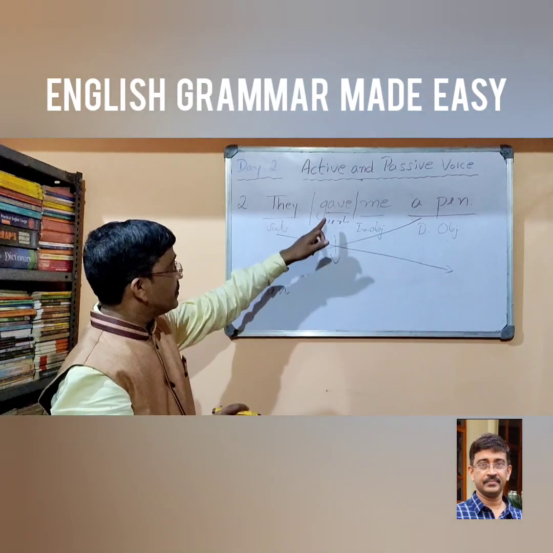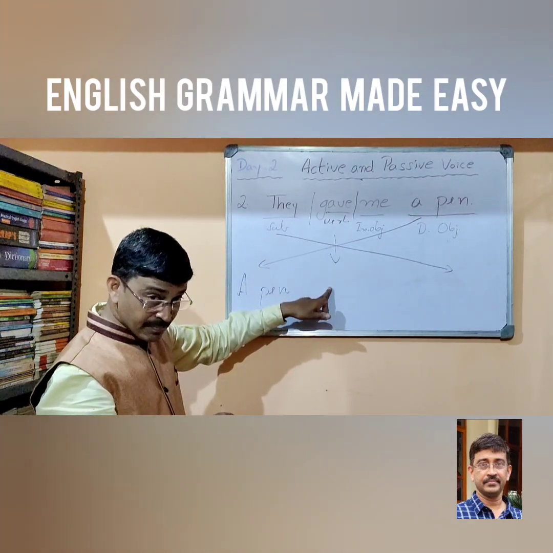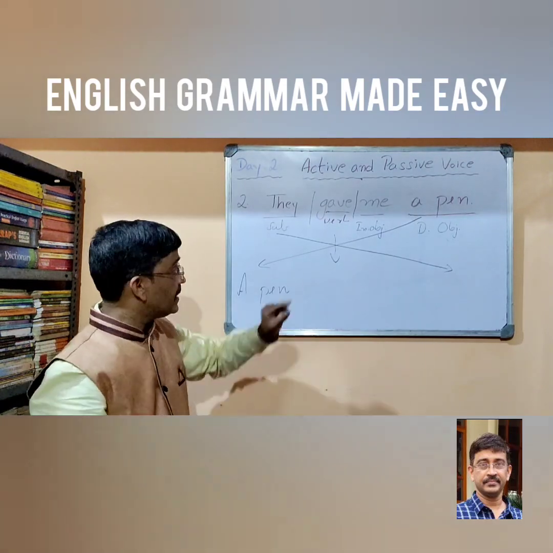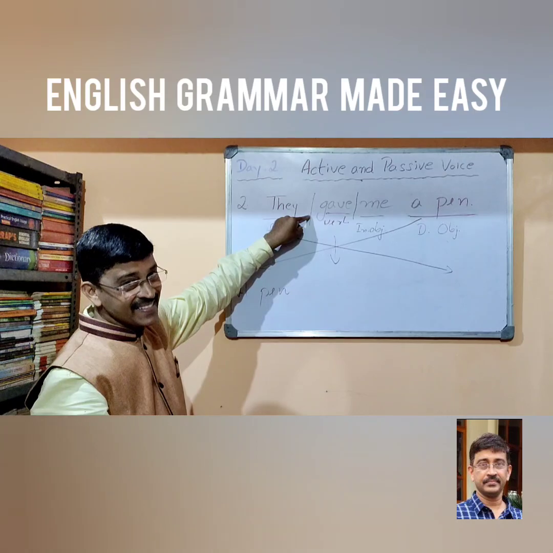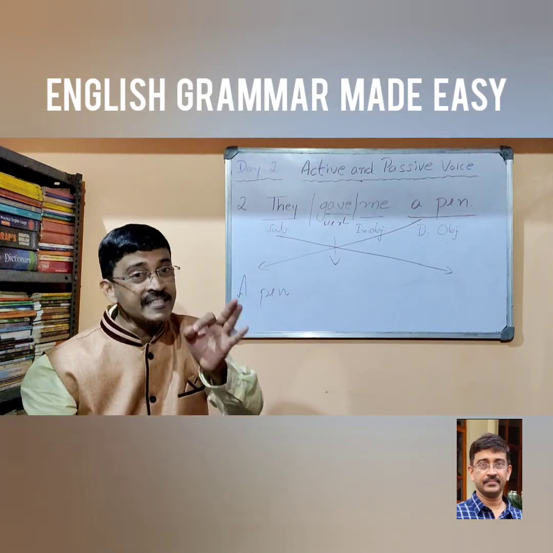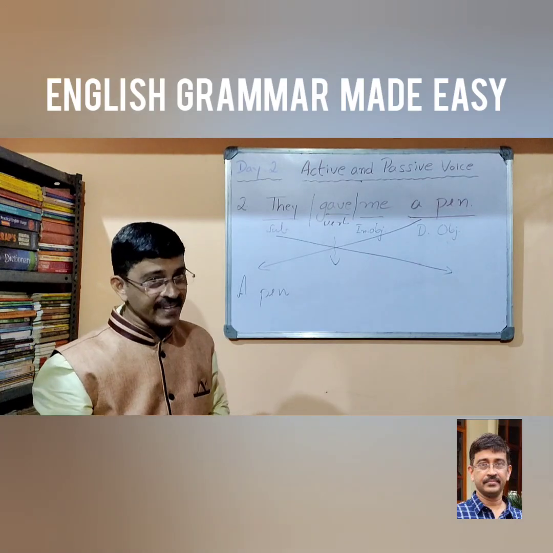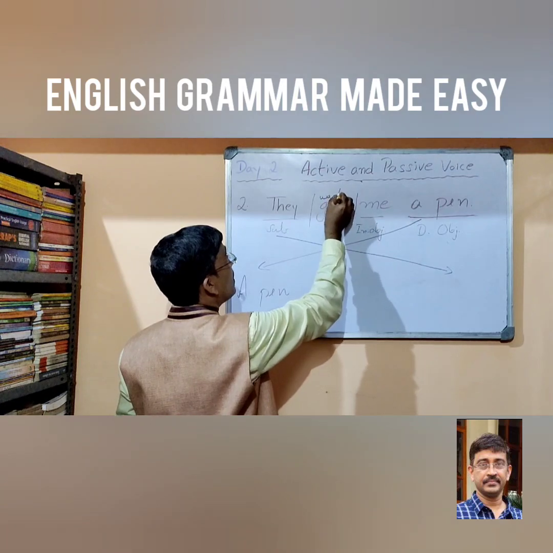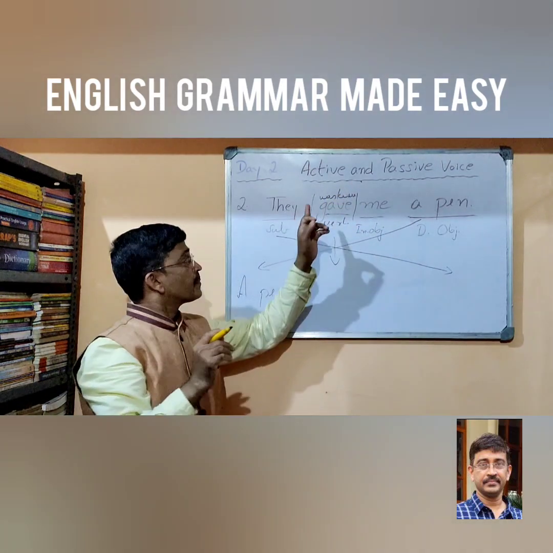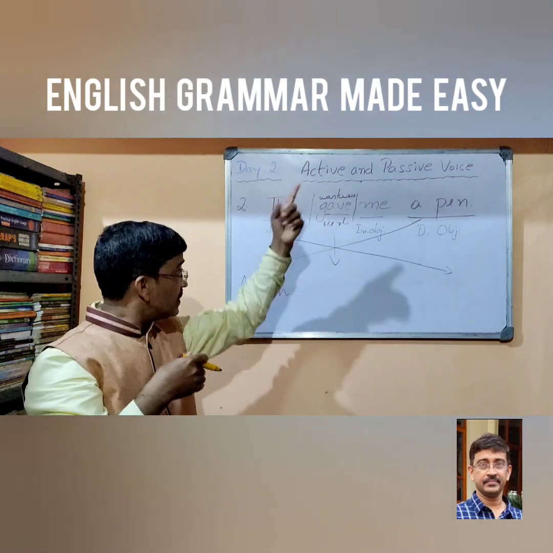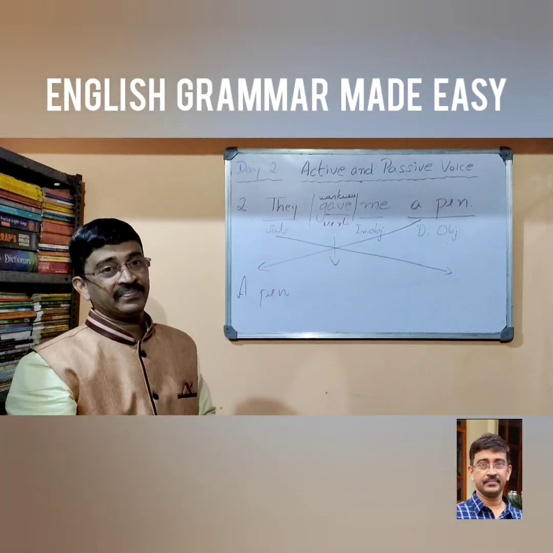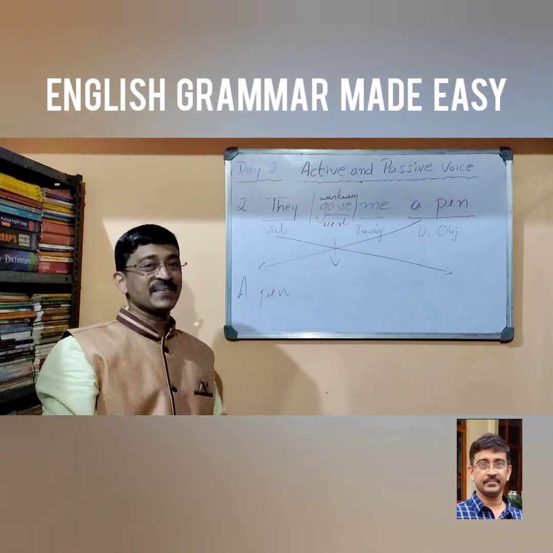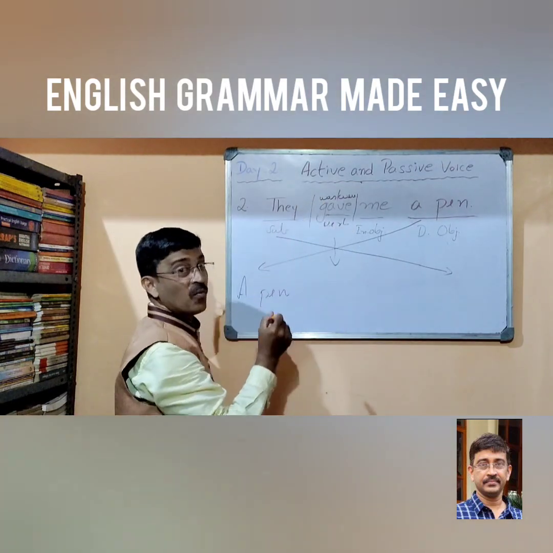A pen. Before bringing down the main verb, you have to remember to take the support of helping verbs. Now here the main verb is in past tense. Therefore you write past tense helping verbs or auxiliaries. What are they? Was, was, were. A pen, singular or plural? Singular, right? So which one are you going to take? Was. A pen was.